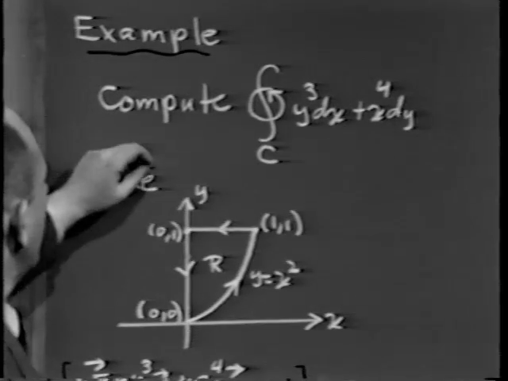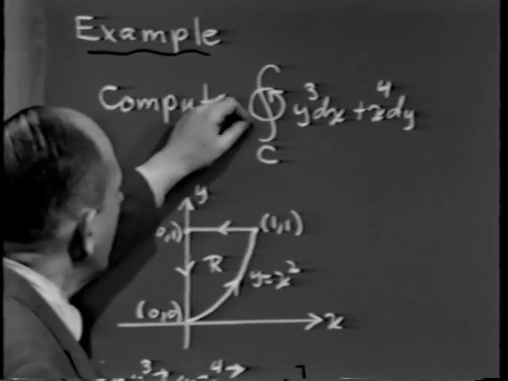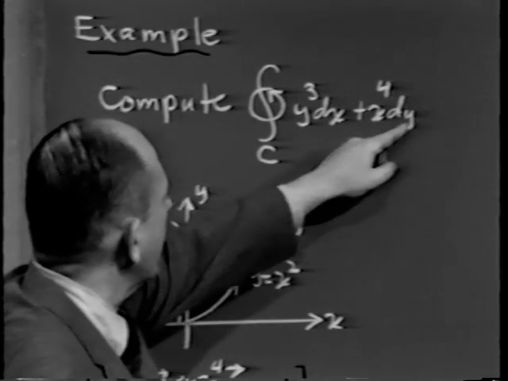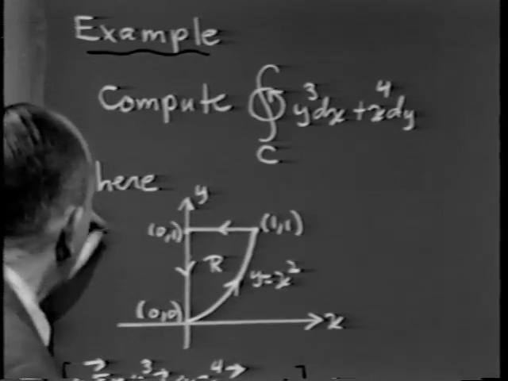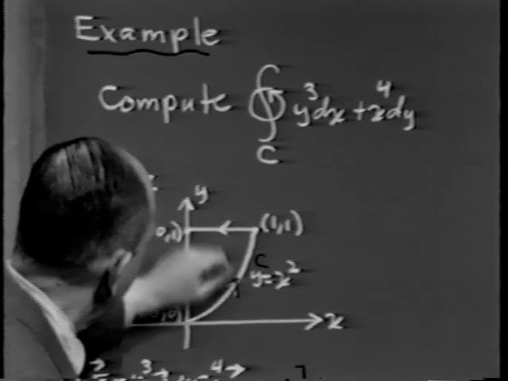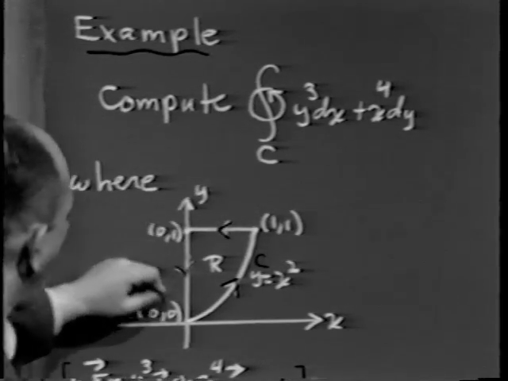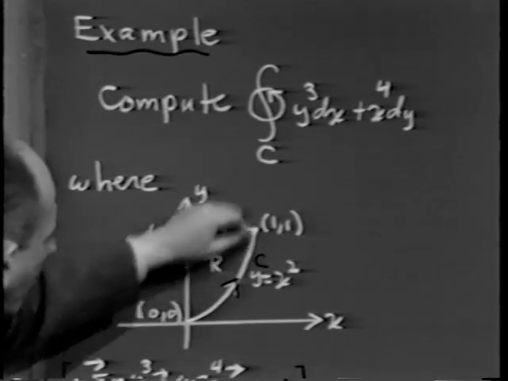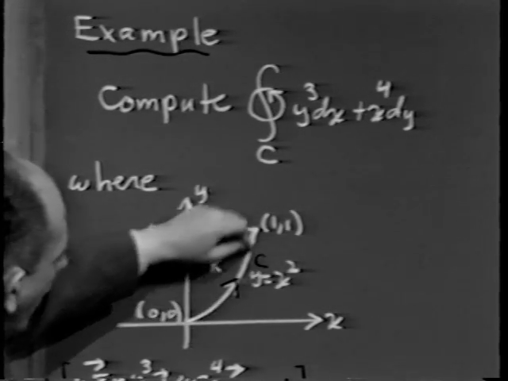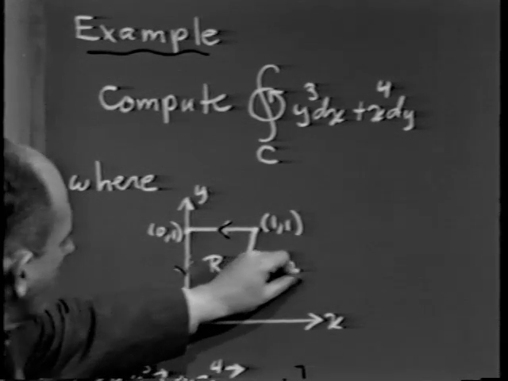Let's compute the line integral around the closed curve C, y cubed dx plus x to the fourth dy, where the curve C happens to be the following simply closed curve. I start at the origin and move to the point 1, 1 along the parabola y equals x squared.